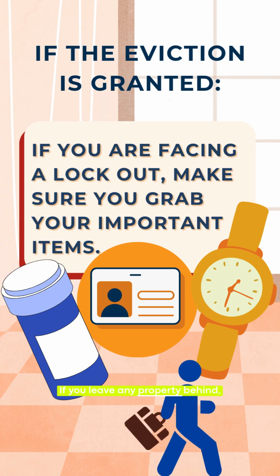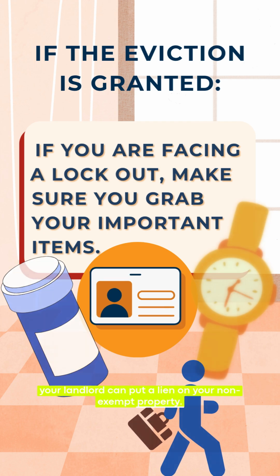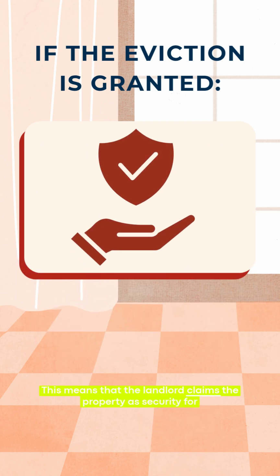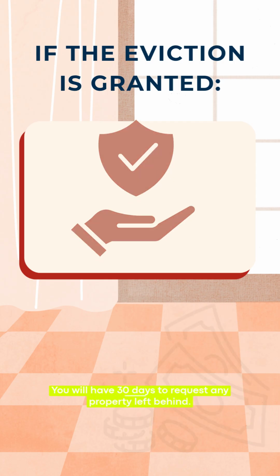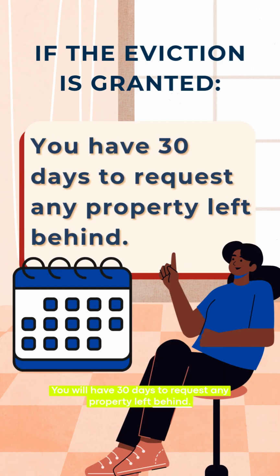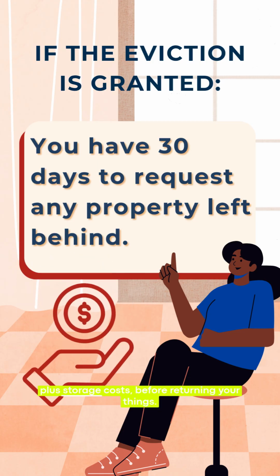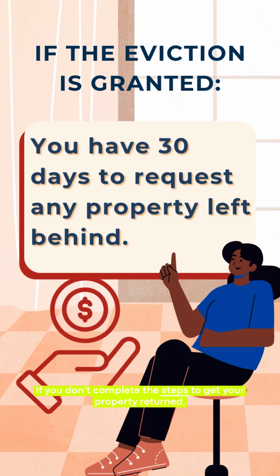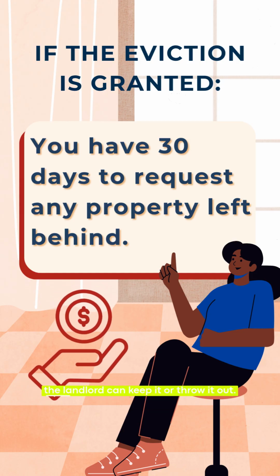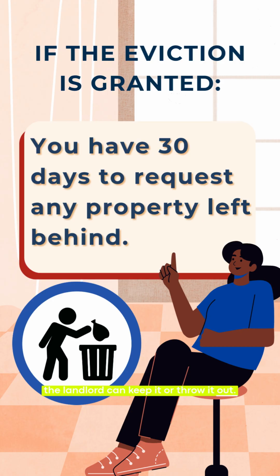If you leave any property behind, your landlord can put a lien on your non-exempt property. This means that the landlord claims the property as security for the money you still owe, like unpaid rent or damages. You will have 30 days to request any property left behind. Your landlord can require you to pay what you owe, plus storage costs, before returning your things. If you don't complete the steps to get your property returned, the landlord can keep it or throw it out.